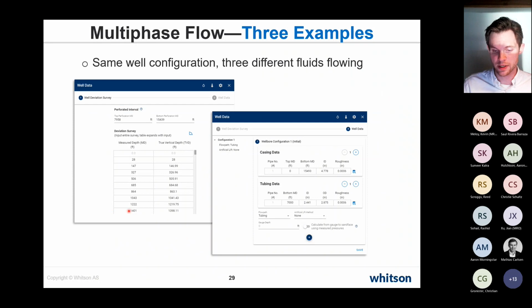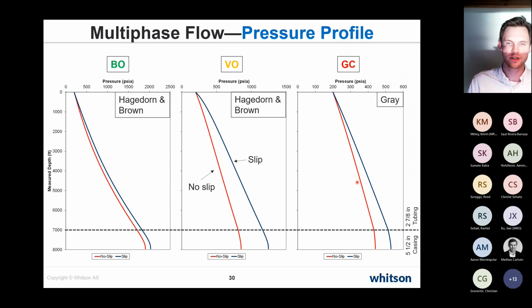The three different fluid systems are modeled with the same well, so the same well deviation survey and the same completion. There's no artificial lift here, just to keep it simple. And the first thing we can look at is the pressure profile. And here is what I mentioned a couple of slides back: when we use this liquid flux fraction, and we're essentially not accounting for slip, then we get the red line. And if we do account for slip, then we get the blue line.